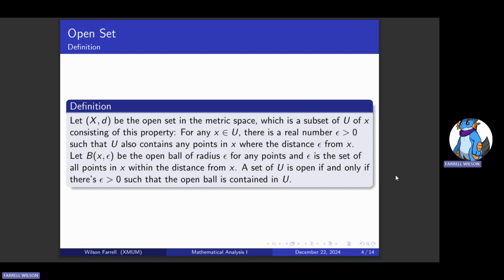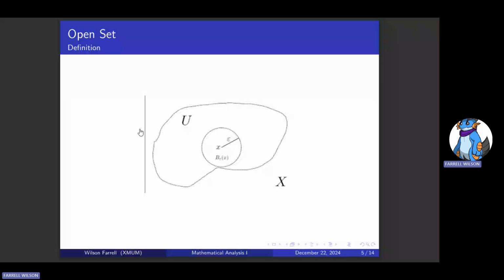We can consider the set U to be open if and only if there is an epsilon greater than 0 such that the open ball is contained in U. In this image shown in the slide, this is how the definition is displayed, where the ball of x is contained in U, which is an open set.